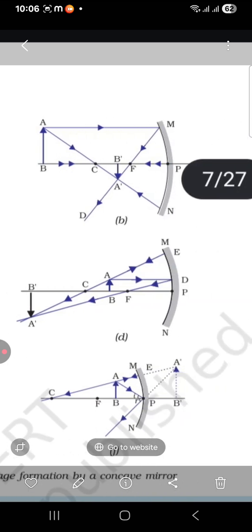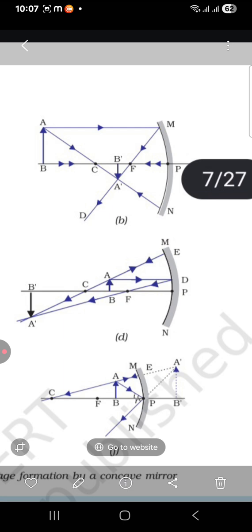Second case, when object is beyond C. What is C? C is center of curvature. I told you that this concave mirror is a part of a sphere. If we complete this sphere, the center of the sphere is known as center of curvature, right? So center of curvature is a point on the principal axis. What is principal axis? A line which passes from pole to center of curvature. That line is known as principal axis.